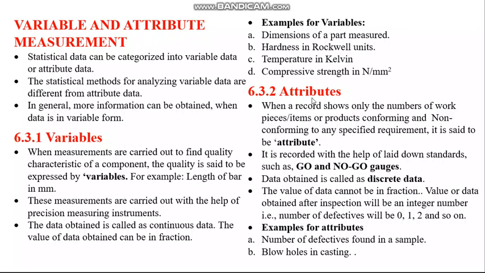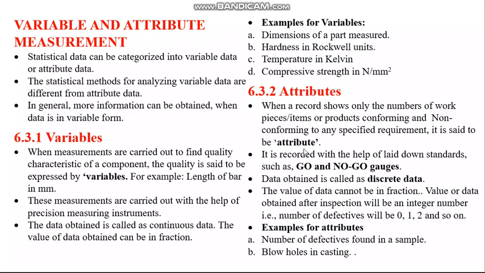When a record shows only the number of workpieces, items or products conforming or non-conforming to any specified requirements, it is called an attribute. For example, the class teacher comes and asks how many have passed the exam, how many have failed the exam, or how many are present, how many are absent, how many are boys, how many are girls, how many have taken the vaccine, how many have not taken the vaccine, and such things.